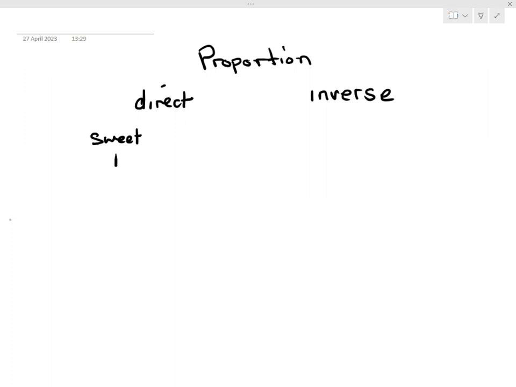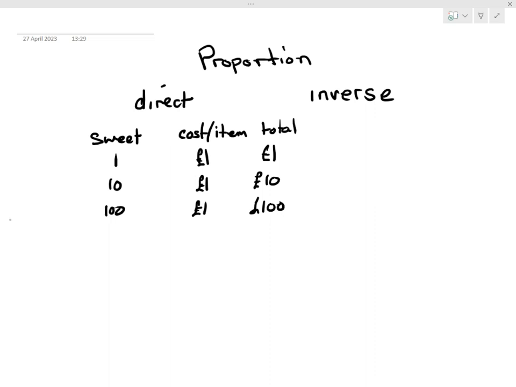Now, in its simplistic view, if we're going into the shop to buy some sweets and we buy one sweet and it costs per item £1, then the total is £1. If we buy 10 sweets and there's still £1, the total will be £10. We buy 100 sweets, £1, and that is £100 total. So this is direct proportion because the number of sweets that you buy is in direct proportion to the total amount you have to pay.